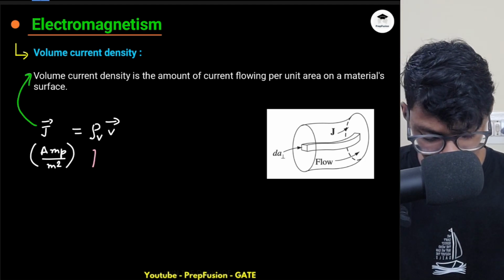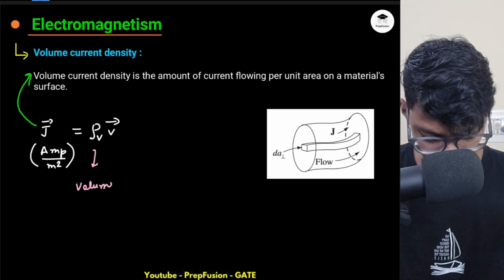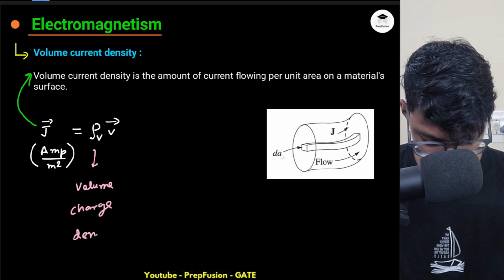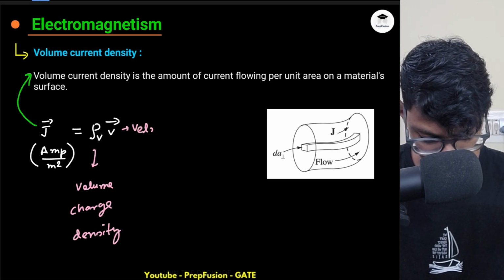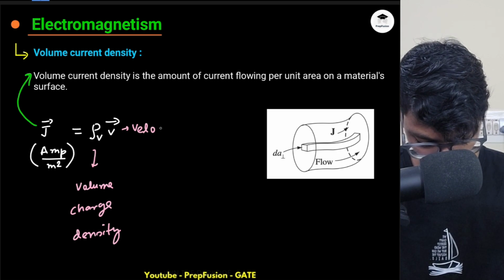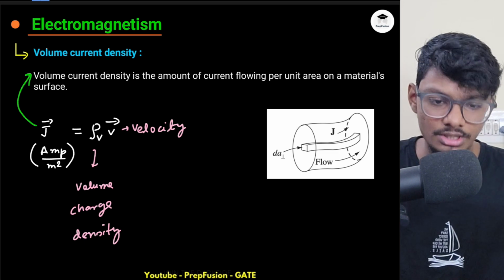Again, what is rho v? Rho v is the volume charge density, if you remember, and v is simply the velocity. So these are the few things.